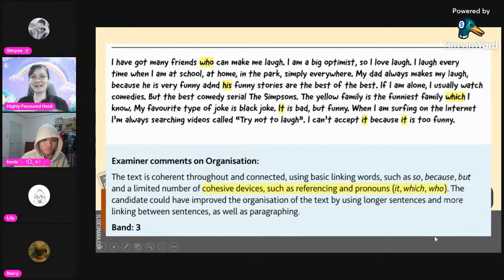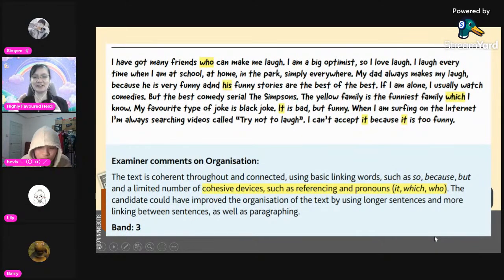Okay, paragraphing. I want to focus on that. Most of you don't do paragraphing. You lump everything together in one paragraph like this boy. So basically, you can see that everything is about laugh, right? And then its focus is on laugh.